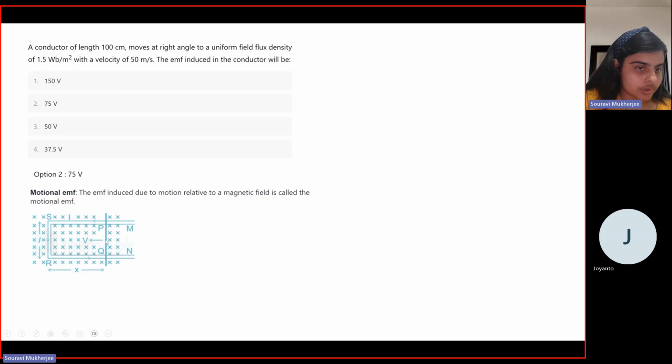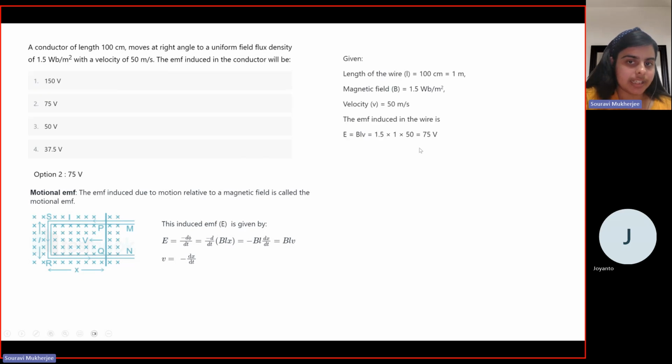Now, as you move, what happens? We again get back to this. So the rate of change of flux is given as minus d/dt of BLx. So that is equal to BLv. And we know what v is, we know what L is, and we know what B is. So if you put those values in, we'll get the induced EMF. It's important to note that here L is actually the length which is perpendicular to the magnetic field. So this dimension does play a role. The larger this dimension, the more the EMF. Okay.